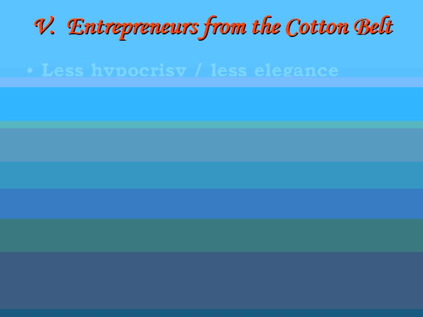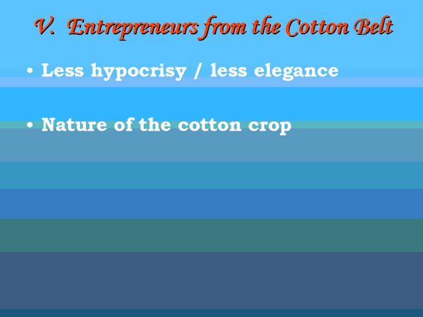The new aristocracy, the people from the Cotton Belt, had much less hypocrisy and less elegance with them. The nature of their crop, cotton, required constant, year-round work. So what we're going to see is a more demanding schedule on the slaves who were on cotton plantations, compared with, say, tobacco, where a couple of months in a year there might be a lull in terms of the plantation activity.